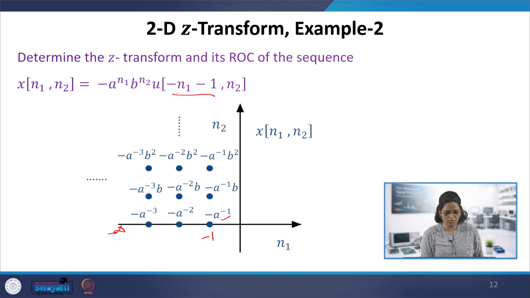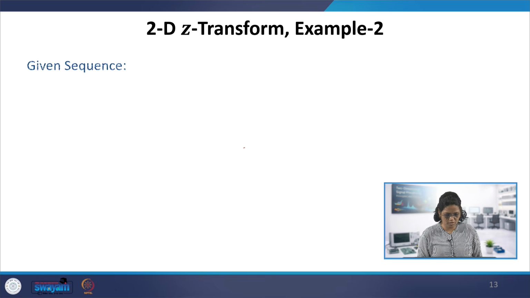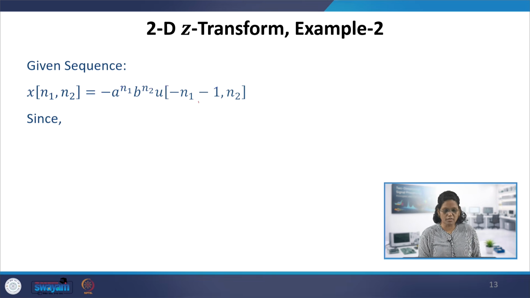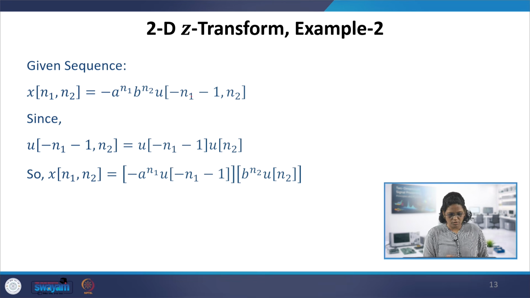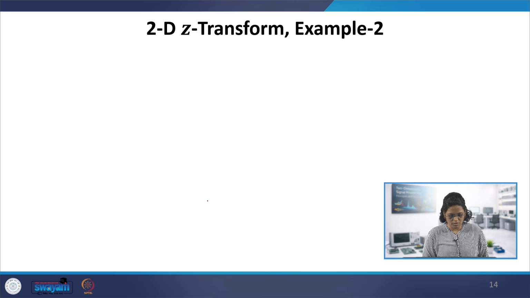But what about u of minus n1 minus 1 and n2? Yes, this could also be written like the u of minus n1 and u of n2. So the sequence is u of minus n1 minus 1 and u of n2. The sequence from minus 1 to infinity exists, and n2 is the normal case of n2 greater than or equal to 0. So we can write this as the product of two sequences, one depending on n1 and another depending on n2. So it is separable.